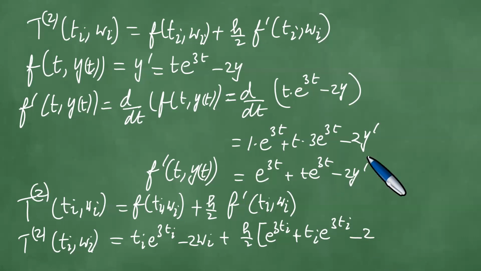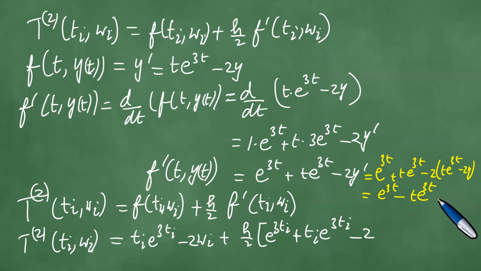Okay, we need to do something extra. We need to replace the y prime with that. Now to replace the y prime like we saw before, this is exactly e to the 3t plus t e to the 3t minus twice this, which is exactly t e to the 3t minus 2y. So what are we getting here? This one is minus 2, so it is e to the 3t plus t e to the 3t minus 2 of that, which is minus 2t e to the 3t plus 4y. Plus 4y. That is what we get.